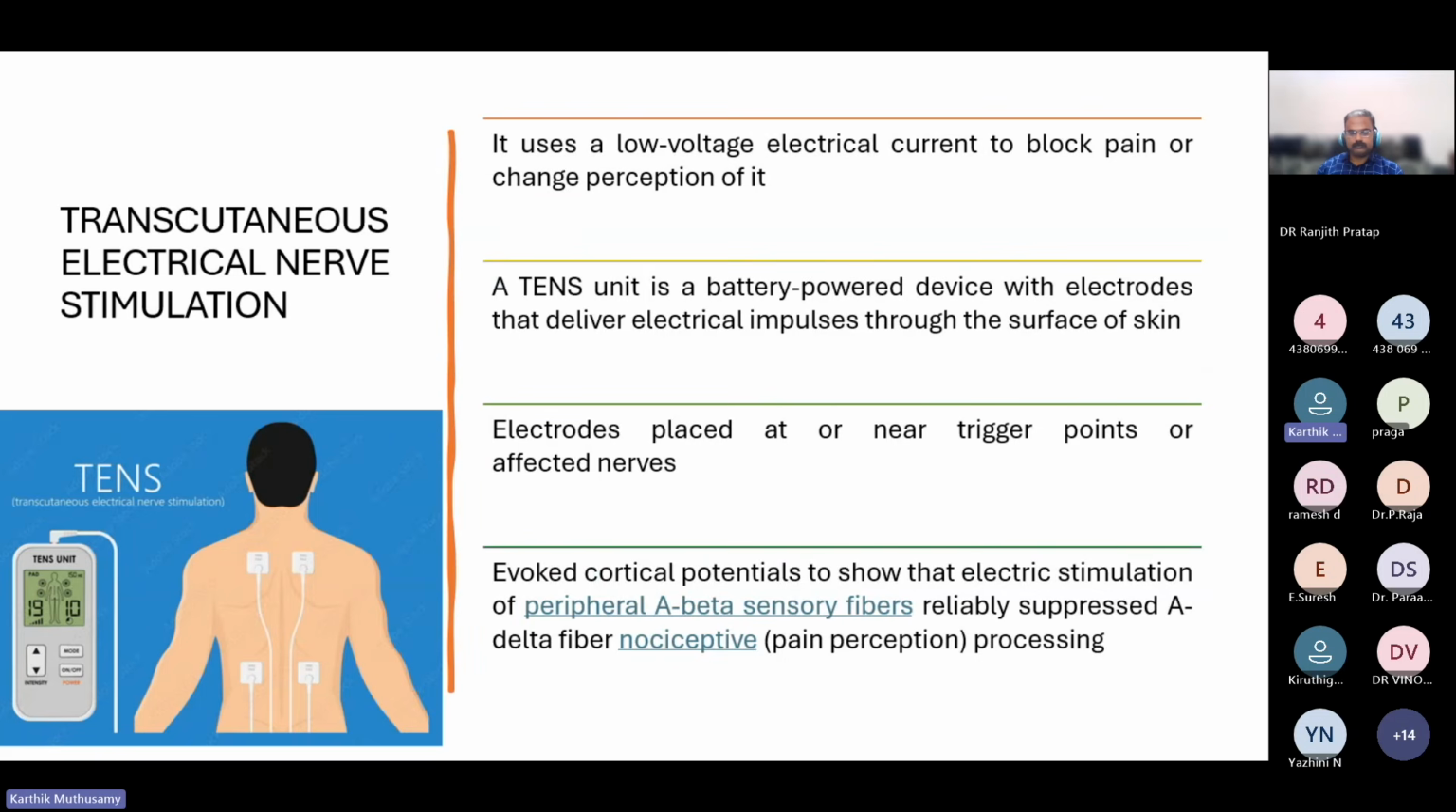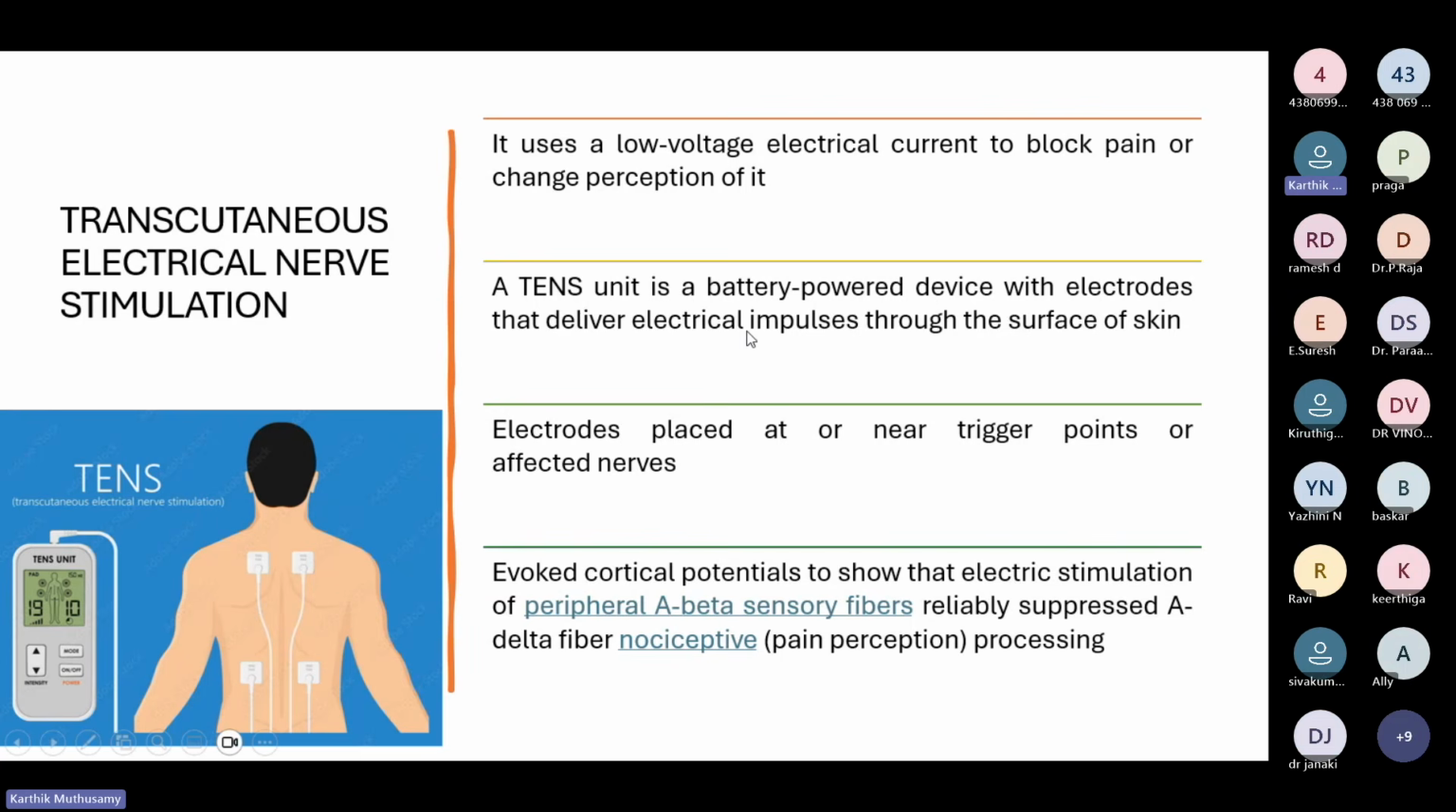Coming to transcutaneous electrical nerve stimulation, which is also known as TENS therapy. This is a TENS device. It uses a low voltage electrical current to block pain and change the perception of pain. A TENS unit is a battery powered device with electrodes that deliver electrical impulses through the surface of the skin. The electrodes are placed at or near the trigger points of the affected nerves.